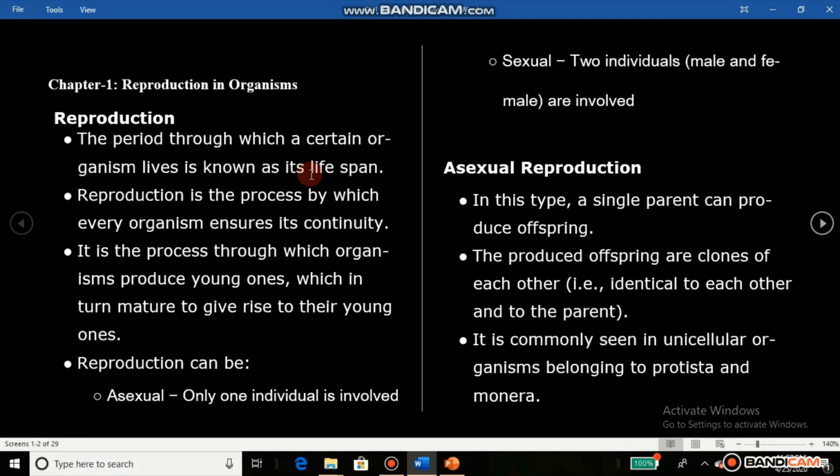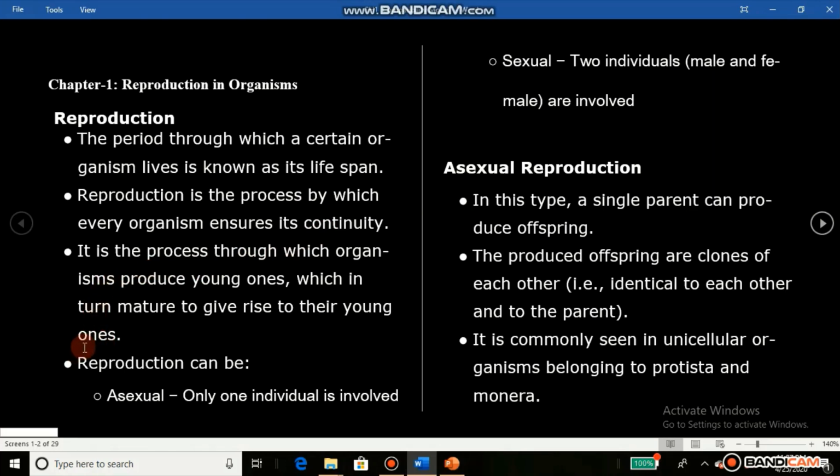So whenever there are different lifespans, the reproduction is happening within this age. So see, this is the definition.